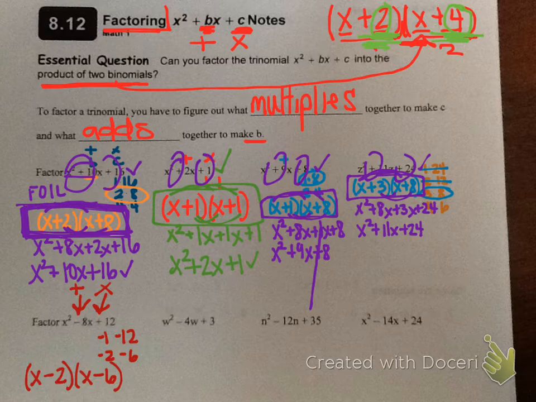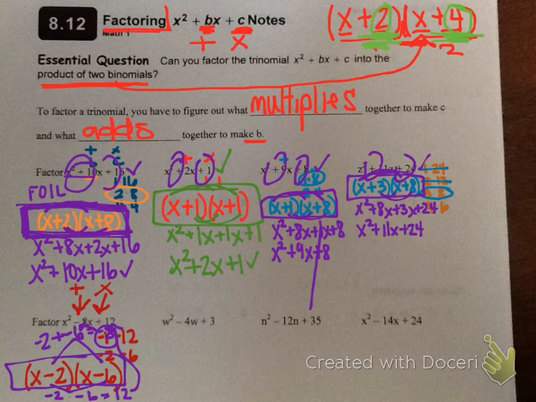Now, a way to do a quick check to make sure that you're correct is to say, okay, what do these two things add to? Negative 2 plus negative 6 equals negative 8. So there's that. And then what do these two things multiply to? Negative 2 times negative 6 equals positive 12. So there's that. So I know that this is correct.